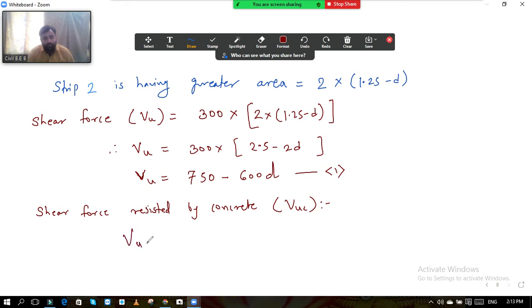So VUC is equal to, again the same formula is there, tau C into BD. Okay, now you tell me which area will come into the picture. See, again I will show you. Again same thing, this is our footing. Okay, now we are saying that our vertical strip, now see what our dimensions are. Here we will go to that page.